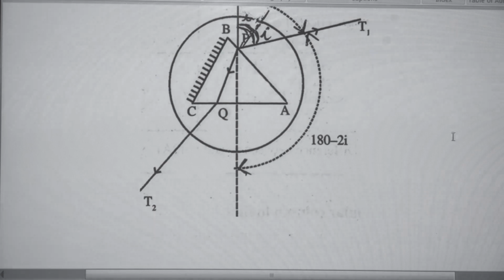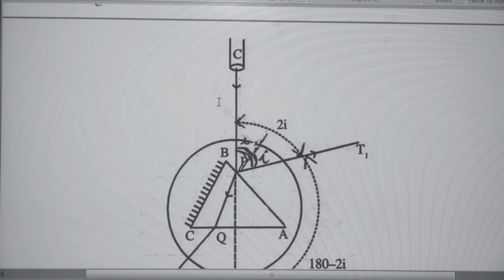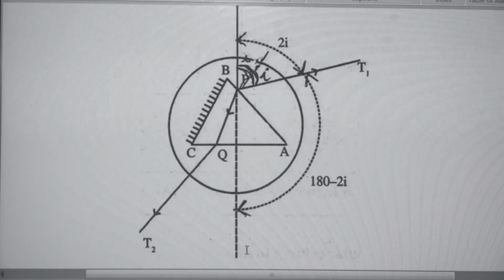Now the telescope is brought in line with the direct image. We observe the direct ray, and that reading corresponds to the direct image. The difference of these two readings gives 180 minus 2I2. Now it is I2, not I1. So we obtain the value of 180 minus 2I2, and from that I2 is determined.